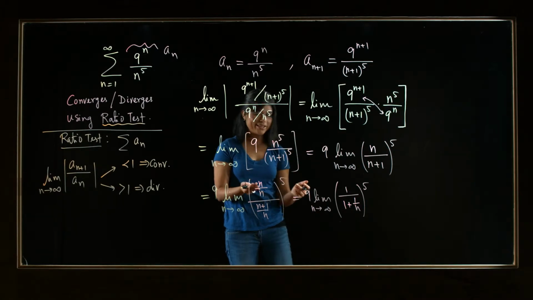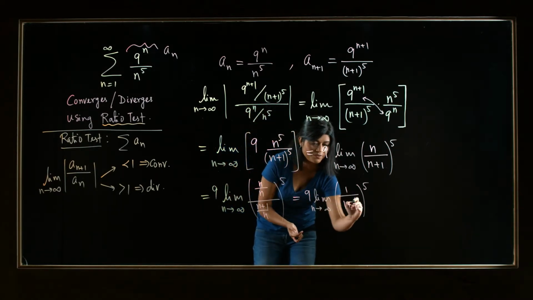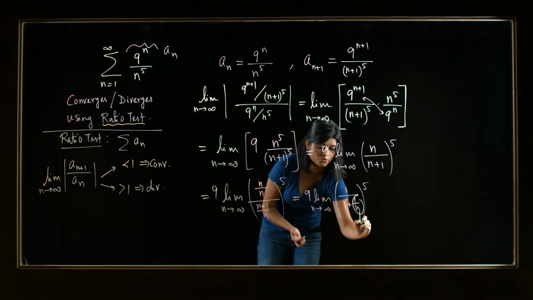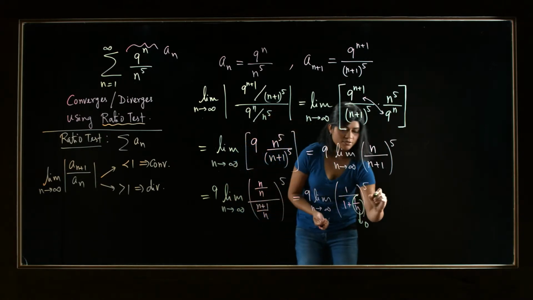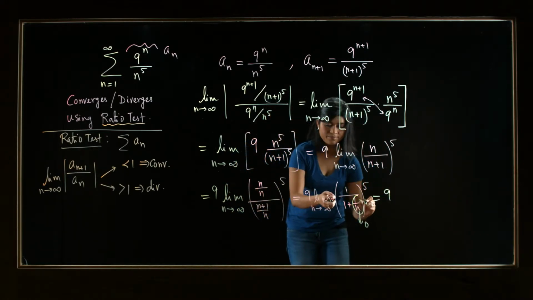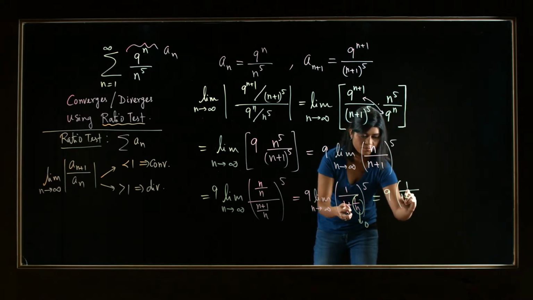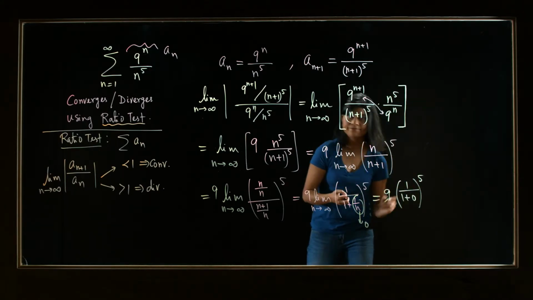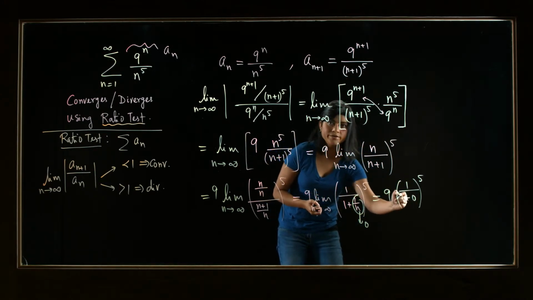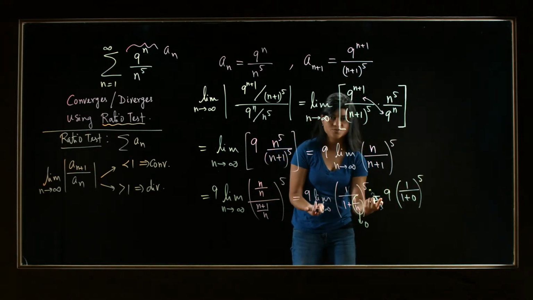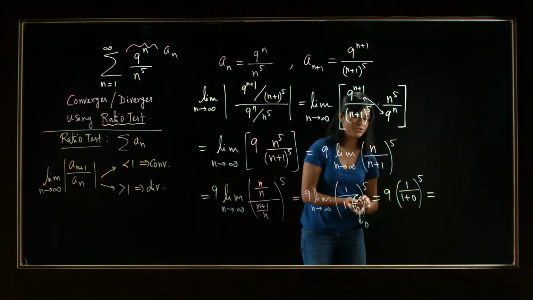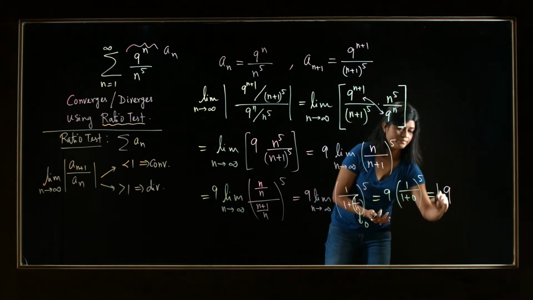And remember why we do that, right? Because we know as n goes to infinity, this 1 over n will approach 0. So, we end up getting 9 times, this limit is 1 over 1 plus 0 to the power 5. But 1 over 1 is 1, to the power 5 is 1. So, the answer is 9.